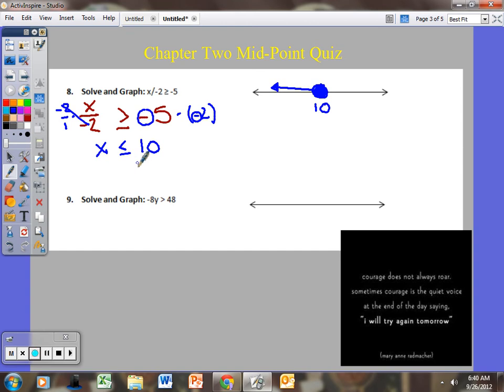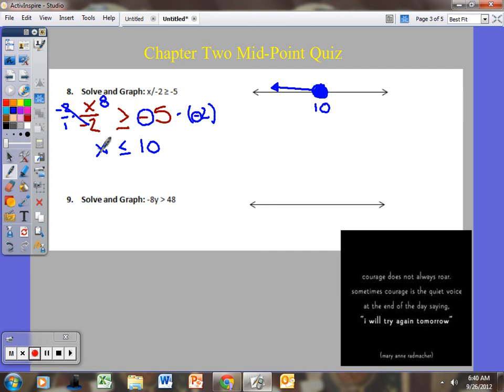Now let's just check this. Let's pick a number that is less than 10, and I know I'm dividing it in half, so let's pick a number that's friendly to that, so an even number would probably be best. Let's try 8. Since 8 is less than 10, 8 divided by -2 is -4. Is -4 greater than or equal to -5?